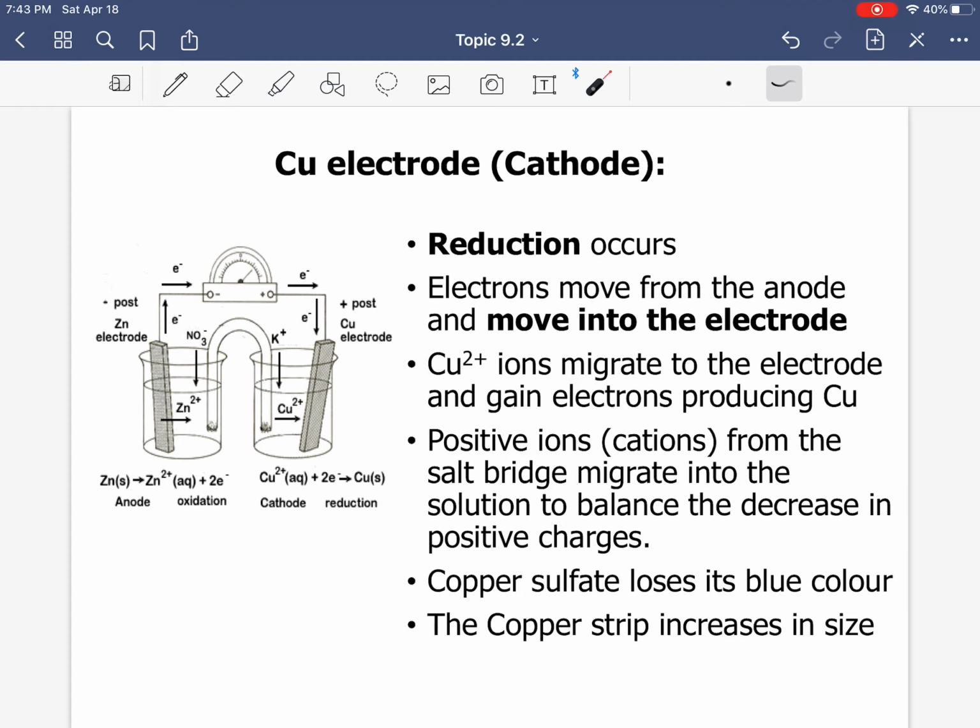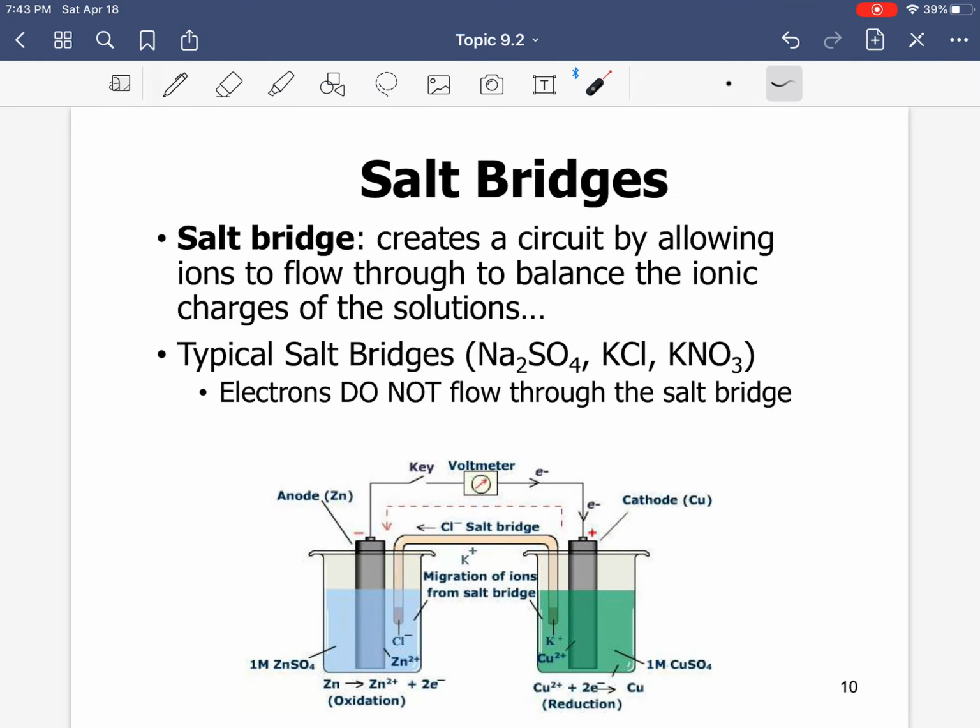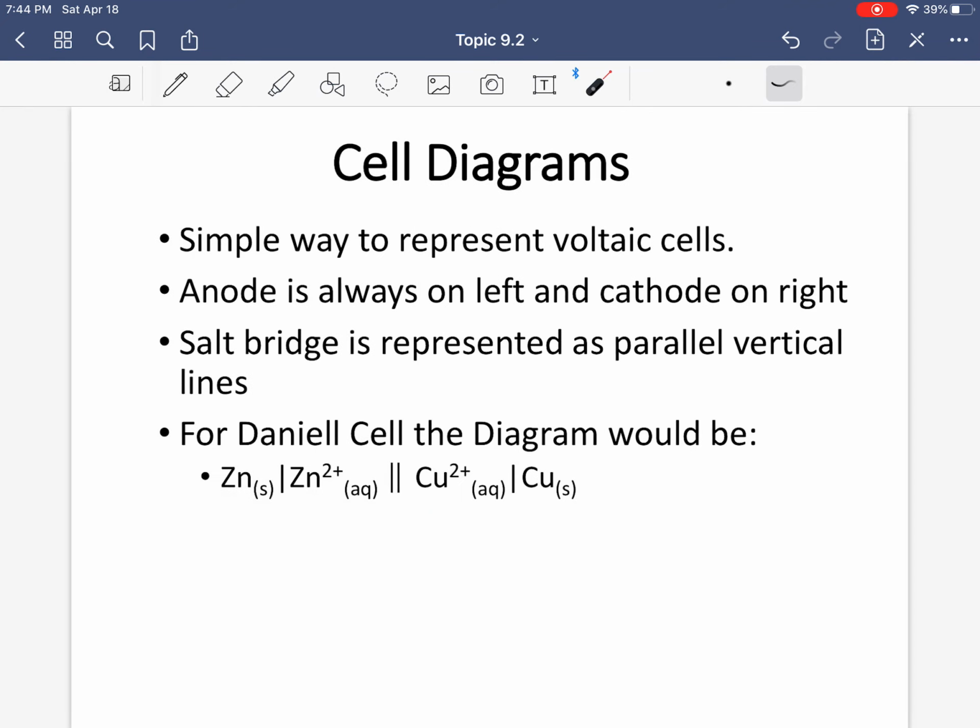Then you'll know that, oh, you know what? My voltaic cell is actually working. I built a good voltaic cell, at least one that works. All right, salt bridge. Our illustration was on KCl. Of course, you can always use sodium sulfate or potassium nitrate. They're all very good salt bridges.